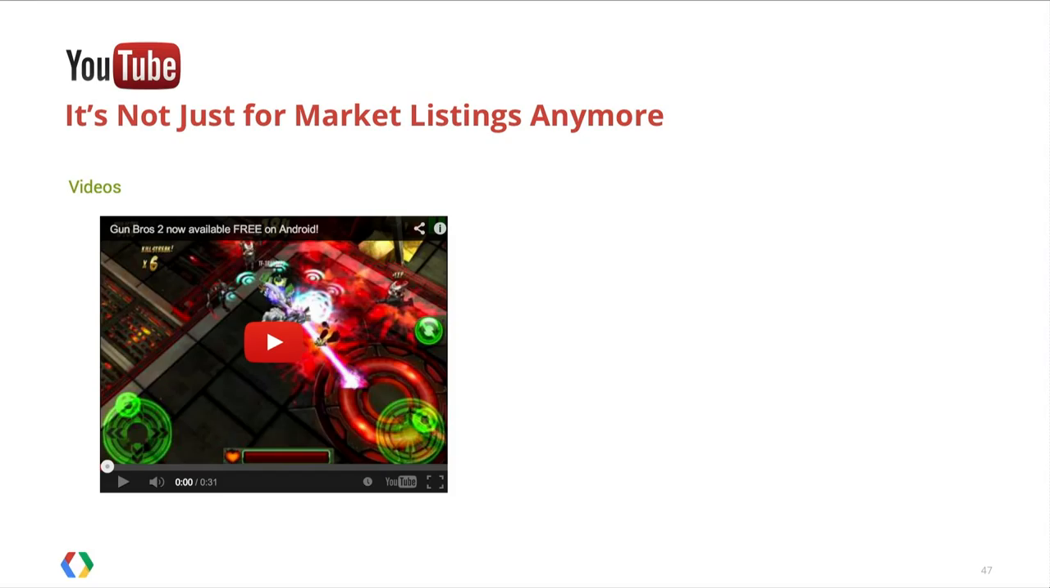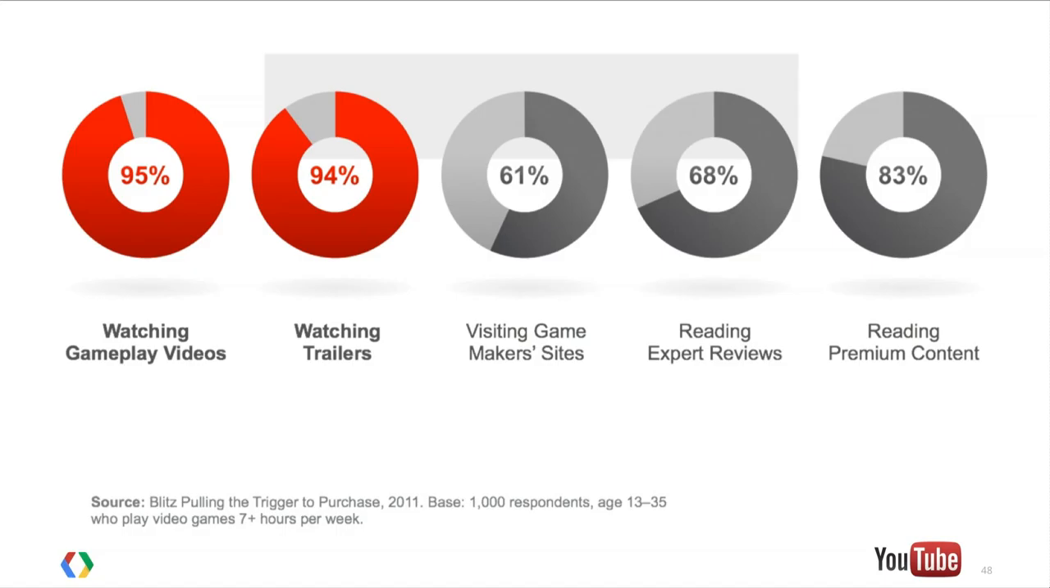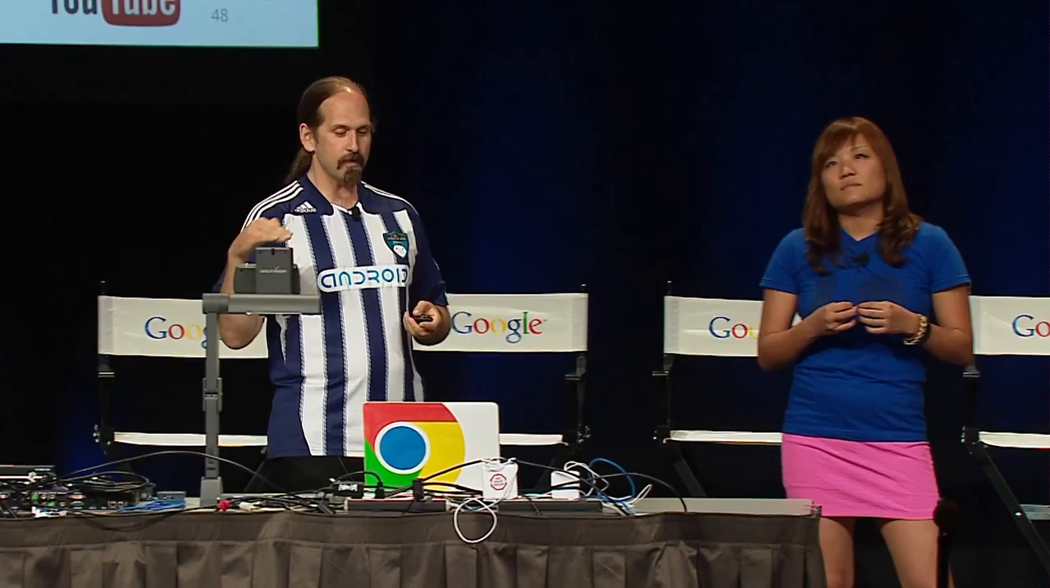A lot of you are already taking advantage of YouTube for your market listings, which is cool. Everyone should have video in their market listings for a lot of reasons. One is, it turns out, gamers really like video. In these rather old statistics, we can see that when gamers were looking to buy a game, watching gameplay videos was the number one way they said they were looking to buy games. Watching trailers is number two. And all these other things, which people spent an enormous amount of time working on, are much lower. So gameplay video is really important.